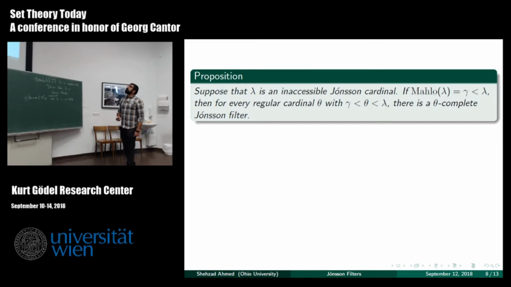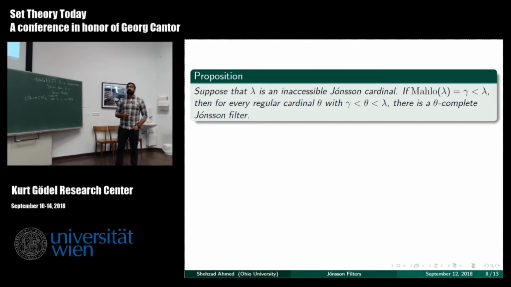Okay, so I want to explain why a little bit. So here's the first part. Suppose that lambda is an inaccessible Jónsson. If the model degree of lambda is equal to gamma, which is small, then for every regular cardinal theta between lambda and gamma, there's a theta-complete Jónsson filter.